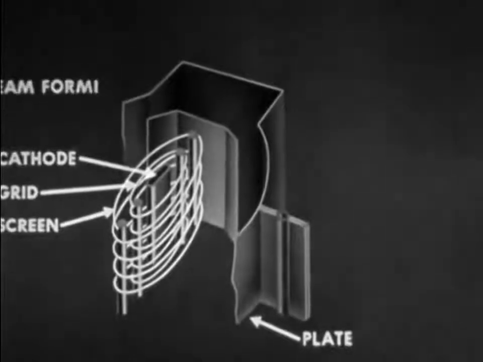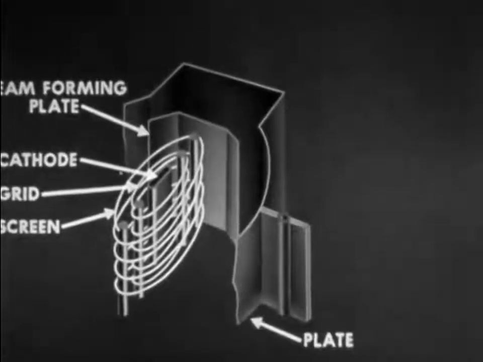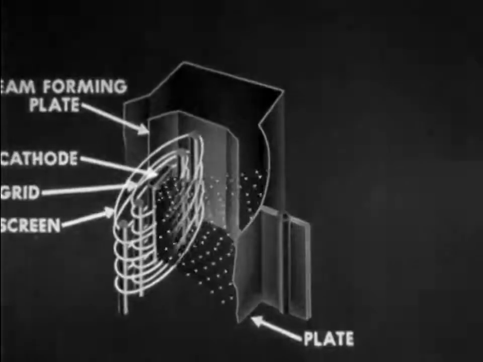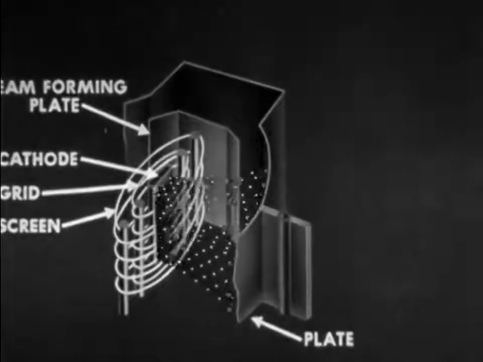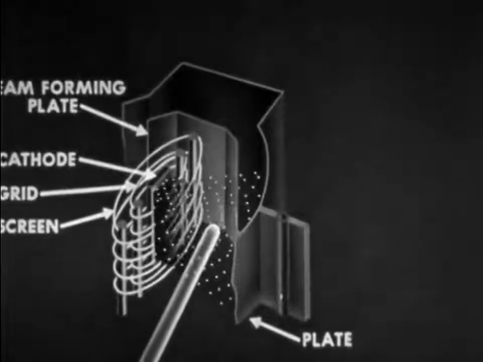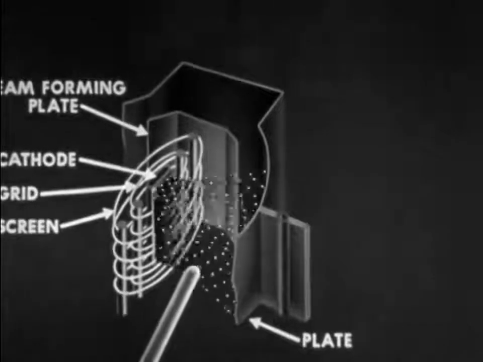The beam-forming plates are so placed as to direct the cathode-to-plate stream of electrons in a beam. Here the stream of electrons carries the secondary electrons, which are knocked off, back to the plate, thereby eliminating the necessity for a suppressor grid.